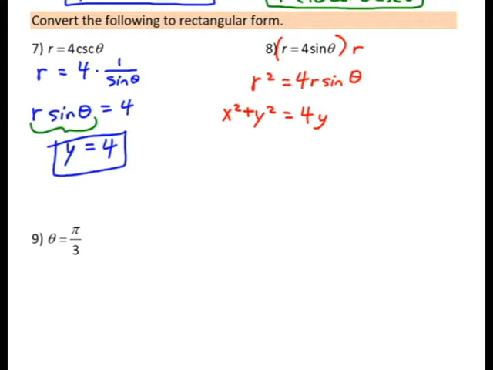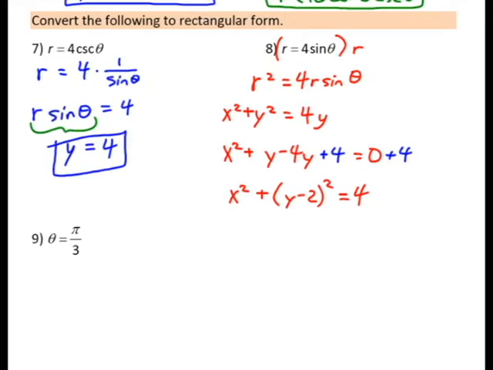We have two squared terms, and so we know from our work with conics that this is going to be a circle, since both squared terms have the same coefficient. To get it into standard form, we subtract the 4y term over, complete the square, and finish up the standard. And so this polar equation is actually a circle with a center of 0, 2 and a radius of 2.